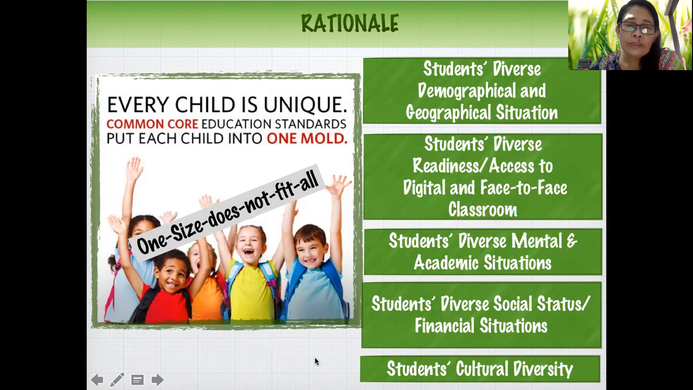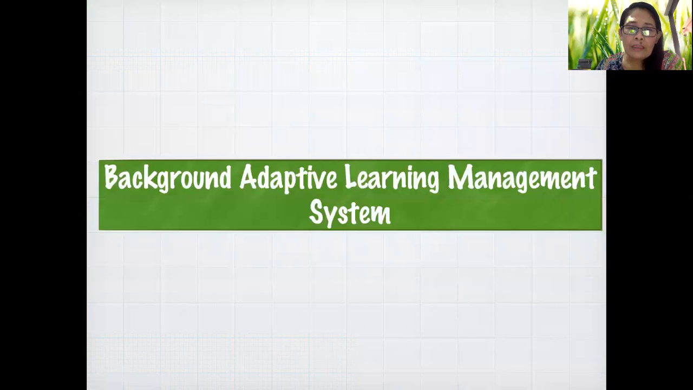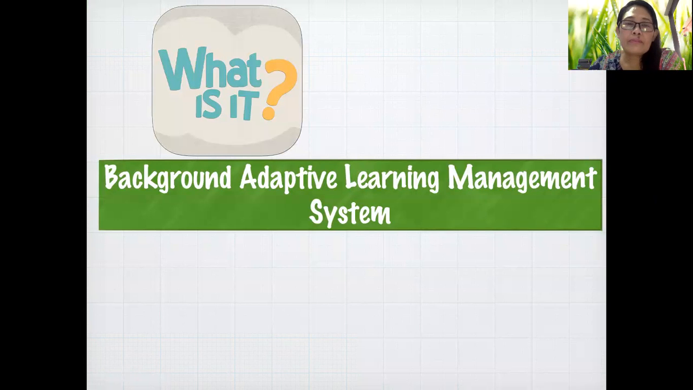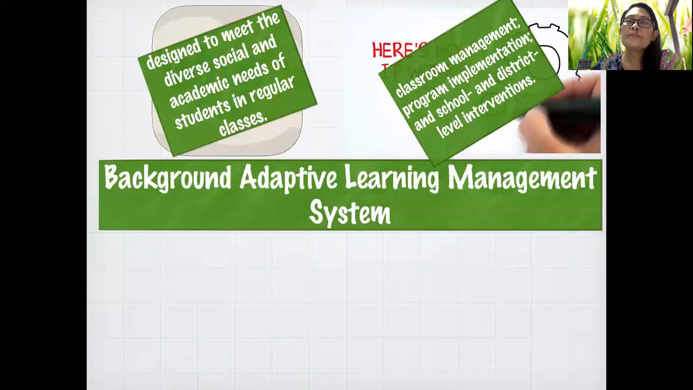According to Tomlinson, one size does not fit all. According to Stacy Pussy, 2019, by embracing diversity, teachers can create a mutually responsive learning environment. Hence, the background of the adaptive learning management system is designed to meet the diverse social and academic needs of the students in regular classes. And it works through classroom management, program implementation, and intervention.